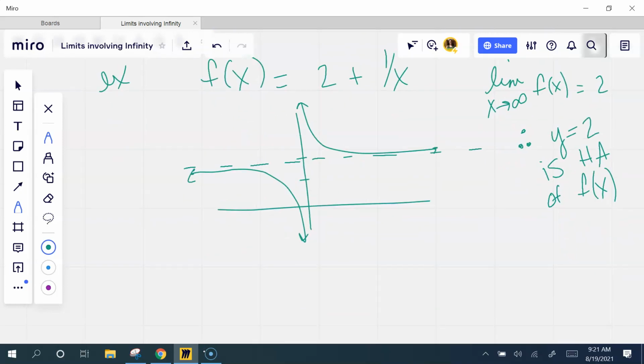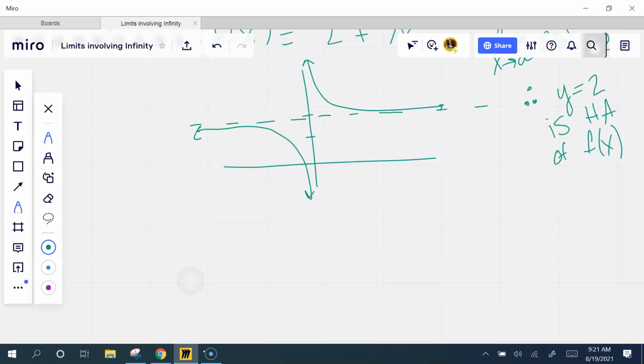Let's look at one that's not so easy to graph, that maybe you have to take out your calculator and pull out that table and look at it, okay? So maybe something like this.